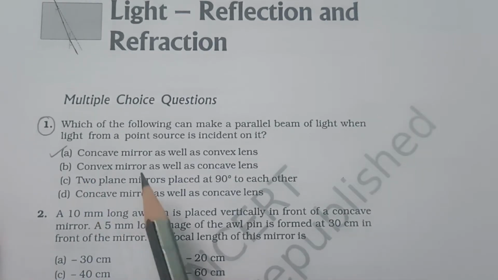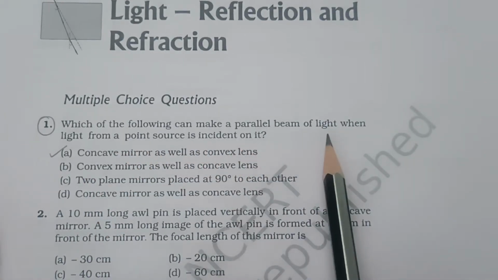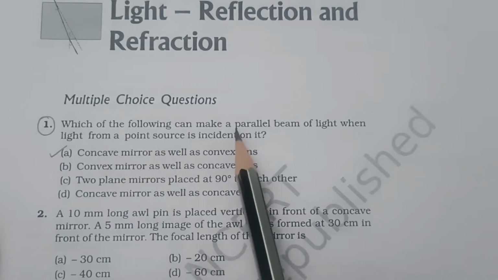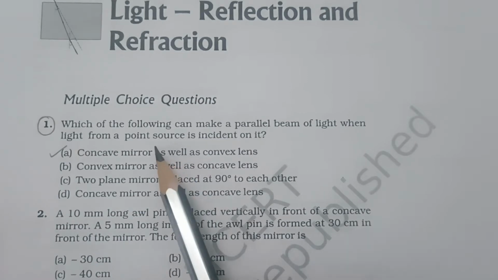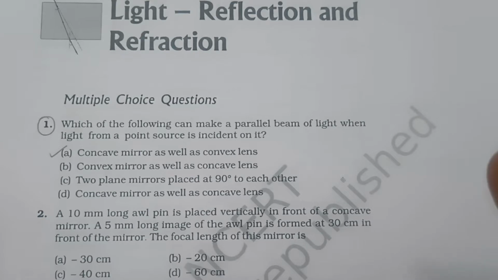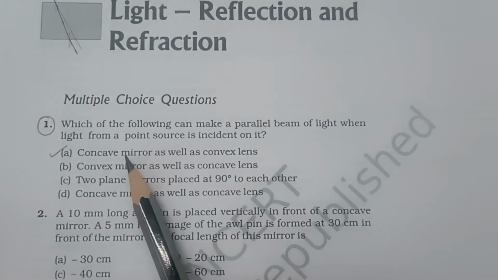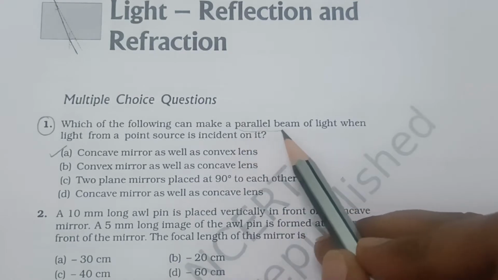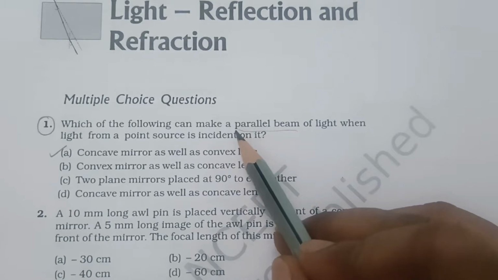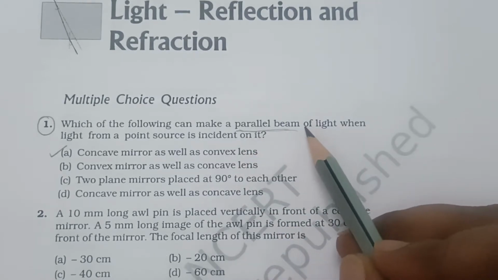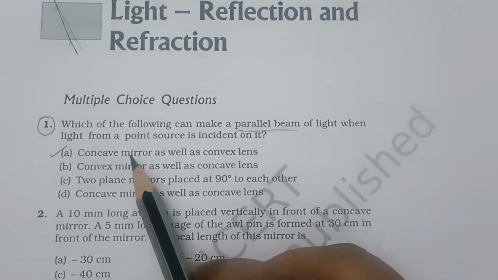Which of the following can make a parallel beam of light when a light from a point source is incident on it? Actually this covers the lens also, but from what we studied, two types of mirror, concave and convex, right? Which mirror is used to get a parallel beam of light? Here we have learned the uses of mirrors, right? So which mirror will give a parallel beam of light? Concave mirror, right? Concave mirror.